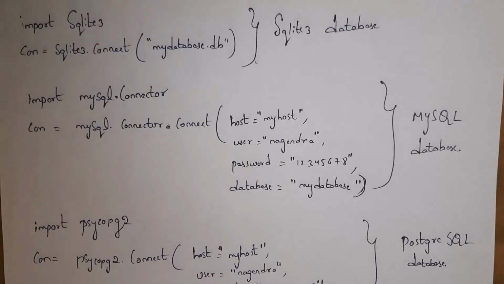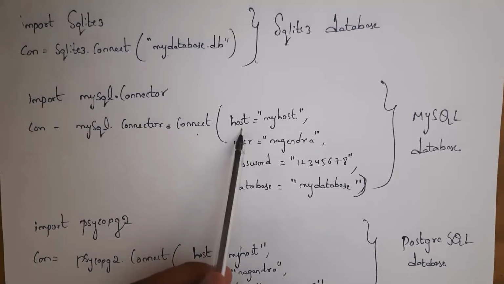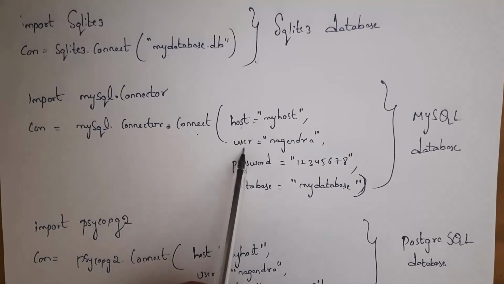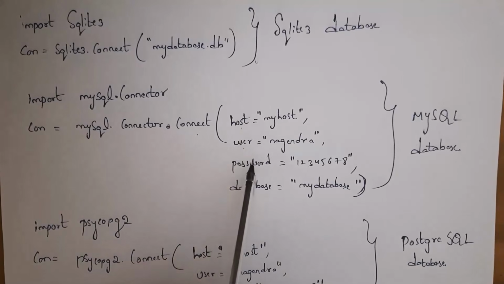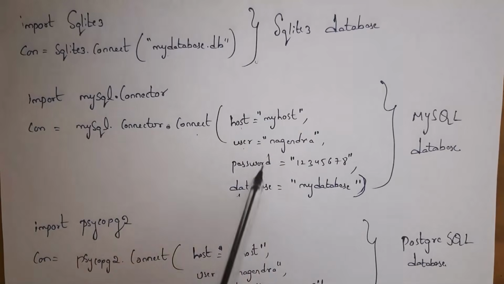In total there are 4 parameters in the connect function. The first one is host, which is nothing but the host name. The next one is user, that is nothing but the username. The next one is password. And the last one is database, which is nothing but the database name. These are the 4 connect function parameters.